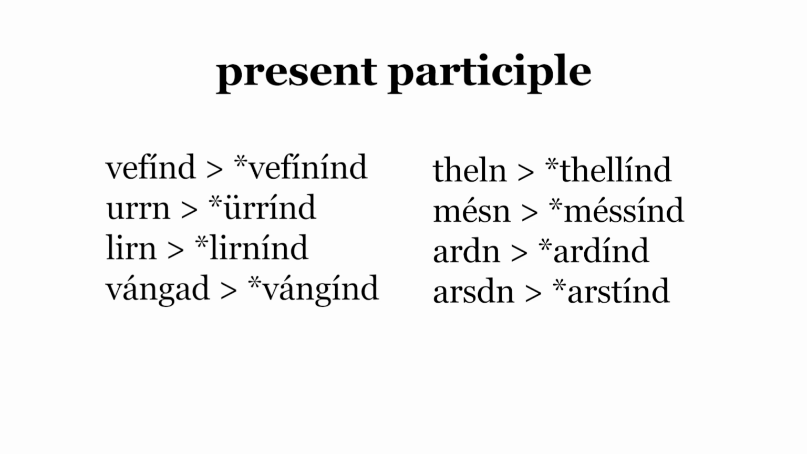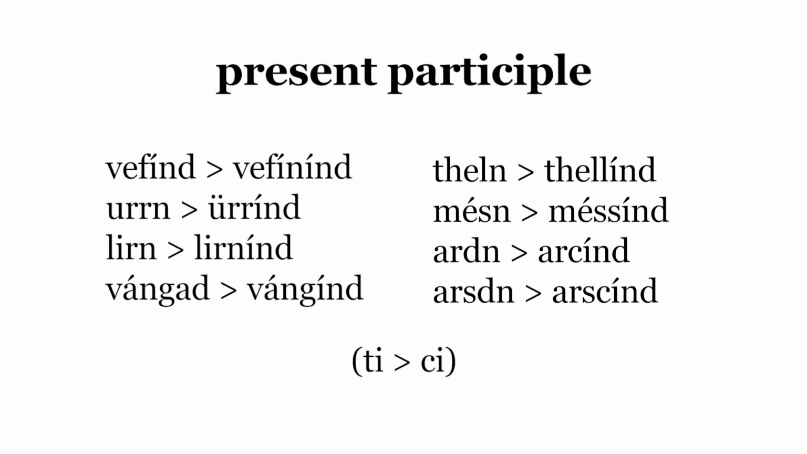Most of them look good, only the T sound in Guy will become chi. So the final is the fint to the finnint, worden to urdint, leon to leonint, vengan to vengint, salon to salint, mason to masint, arden to archint, aston to aschint. Finally, we finished all the morphological rules for verbalization in adjectives.